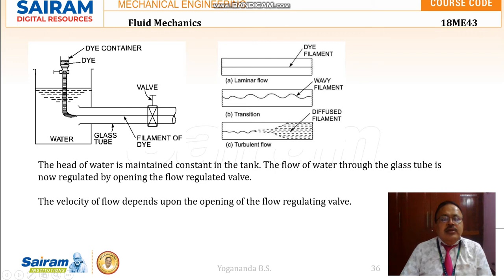We have the tank in which the water is flowing through the glass tube. We have the controlling valve here. The head of water is maintained constant in the tank. The water flow through the glass tube is regulated using this flow regulating valve. The velocity of the flow depends on the opening of this flow regulating valve.